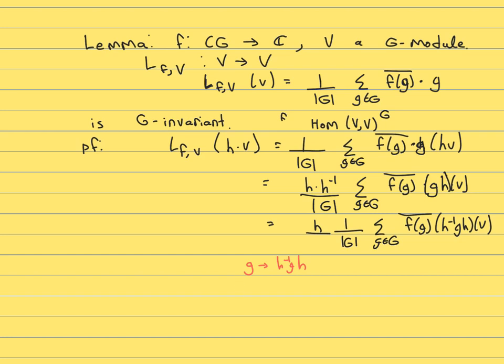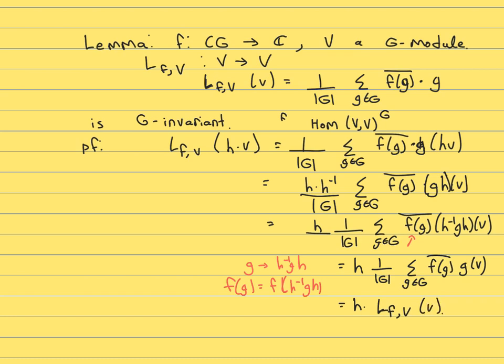So when I do the substitution, replace g with h inverse g h, I can take advantage of the fact that f(g) is equal to f(h inverse g h) here. And so I'm guaranteed that after I do this substitution, or change of summation, these coefficients are the same. And so I do in fact get h times L_f v. So this is G invariant.